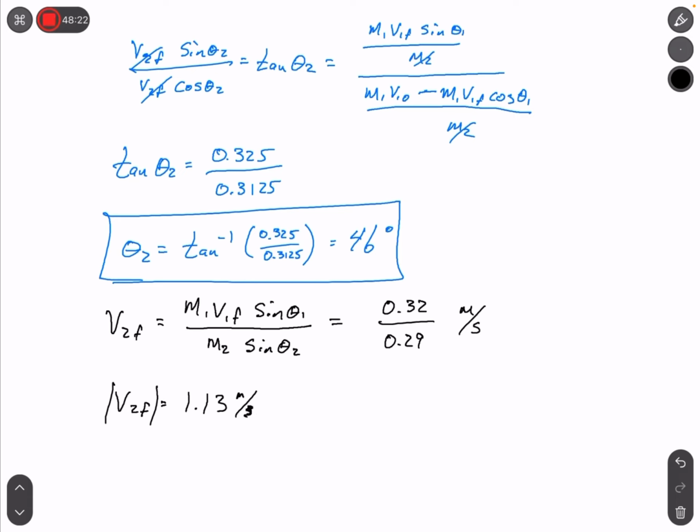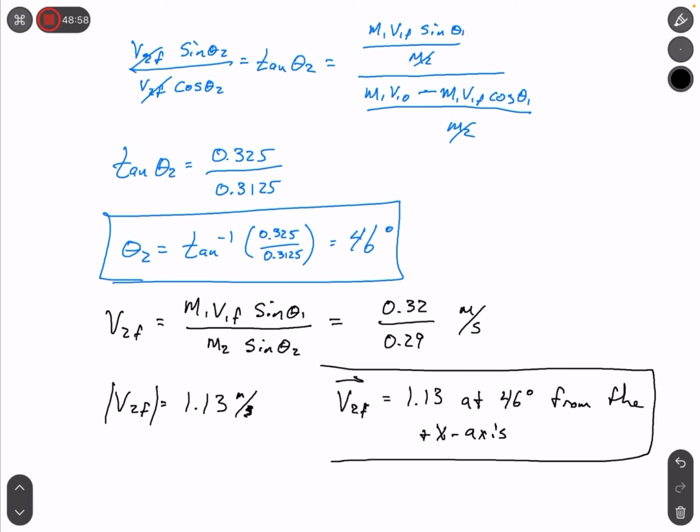And that's fine. But our answer needs to look like this. V2 final equals 1.13 at 46 degrees from the positive x-axis. And then we box that in.